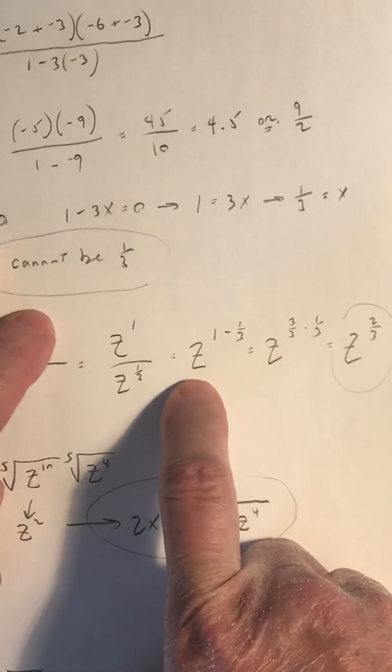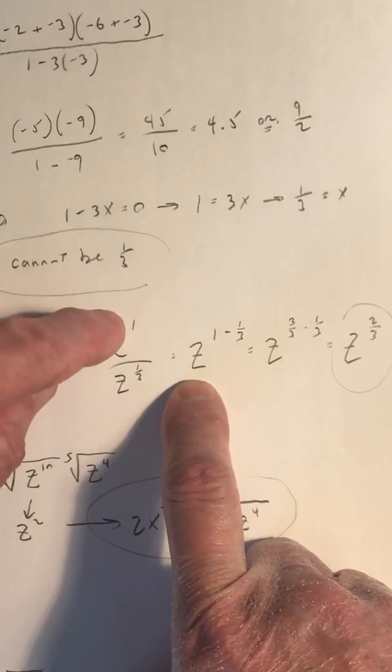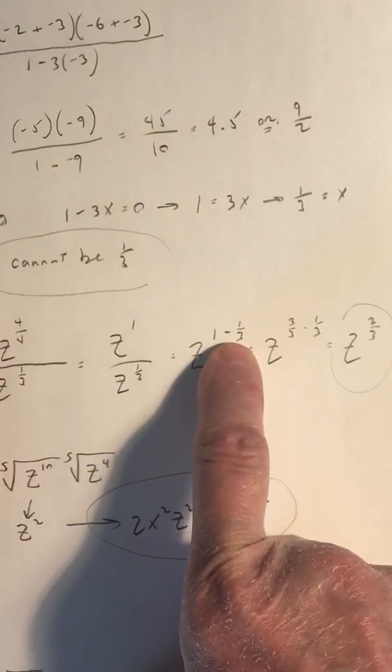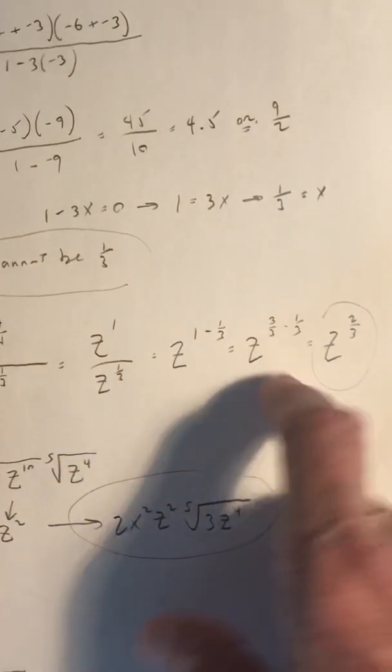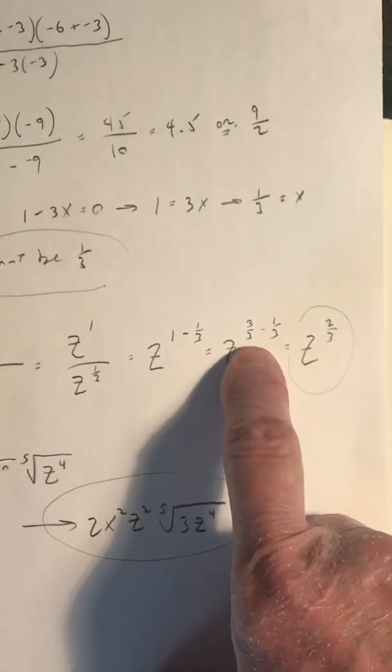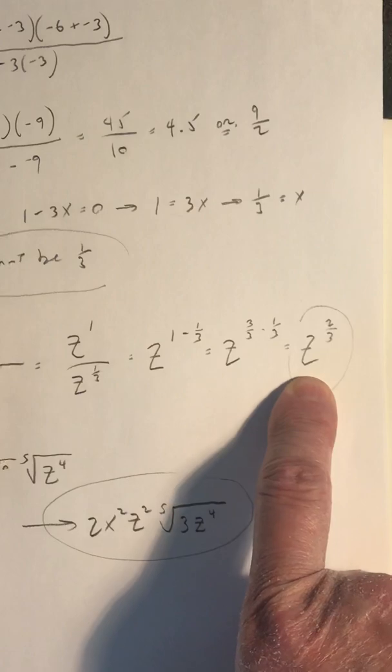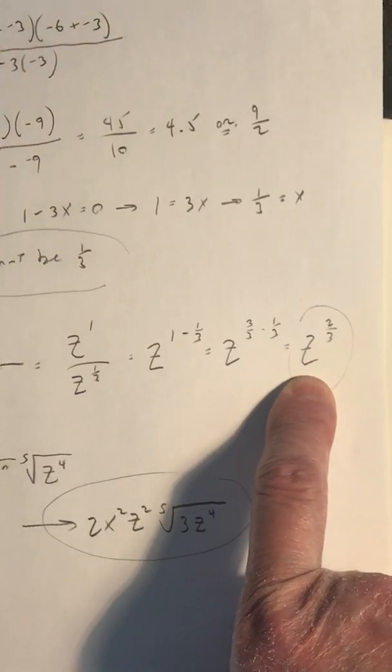It's going to be z to the power of this exponent minus that exponent. 1 take away 1/3. And of course 1 is equivalent to 3/3. 3/3 take away 1/3 is 2/3. There's our final answer, z to the 2/3 power.